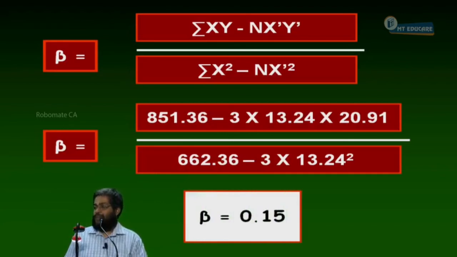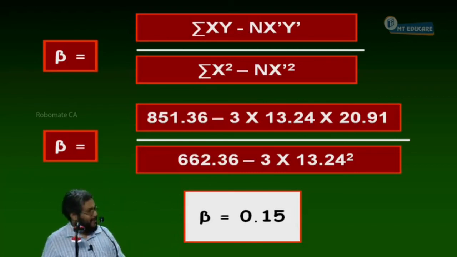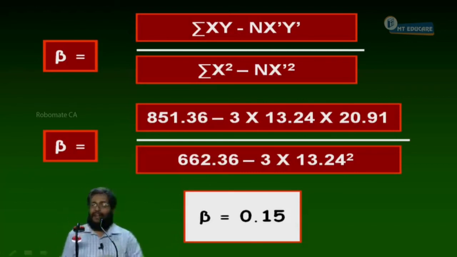If I find out, I'll be getting beta as what? 0.15. Beta is equal to 0.15. Have you all checked it in the calculator? Is the calculator working properly or not? The formula is correct, that will not change. So only the calculator can be correct or wrong. So is it working properly? No virus, right? Okay. Next.